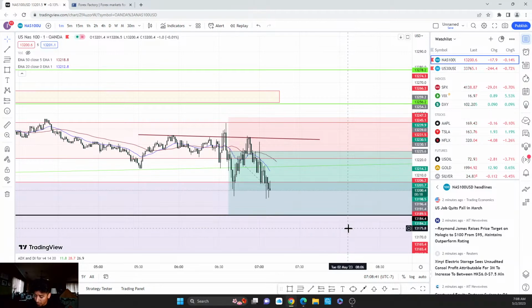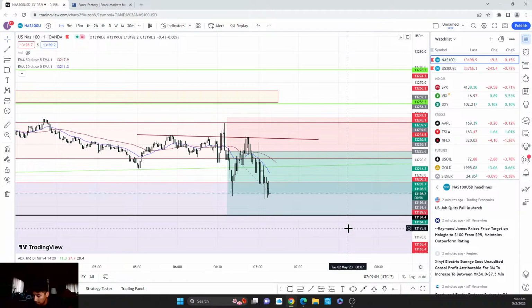So, let's see. I just took some more profit. So yeah, I've closed at 200 right now, and got about 250 floating right now. So let's see if we can continue this move down.